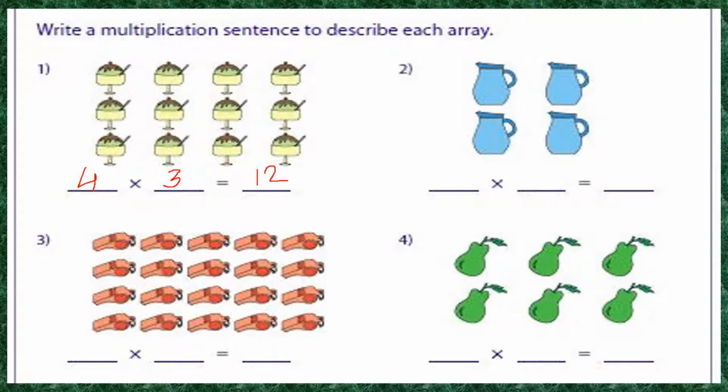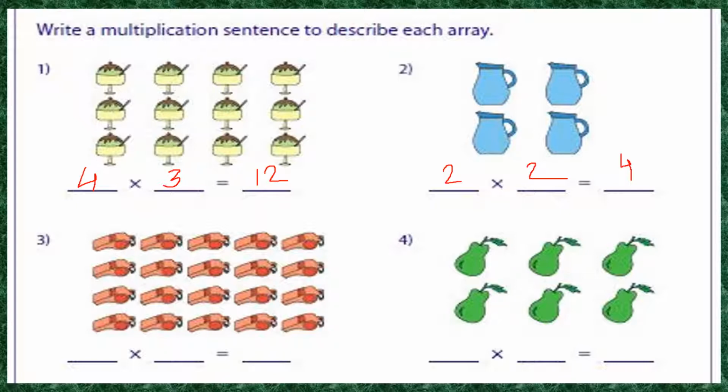Okay. Now see the second one, children. There are jugs, there are 2 groups and each group is having 2 jugs. So 2 2s are 4. So we can multiply. 2 multiplied by 2 is equal to 4.